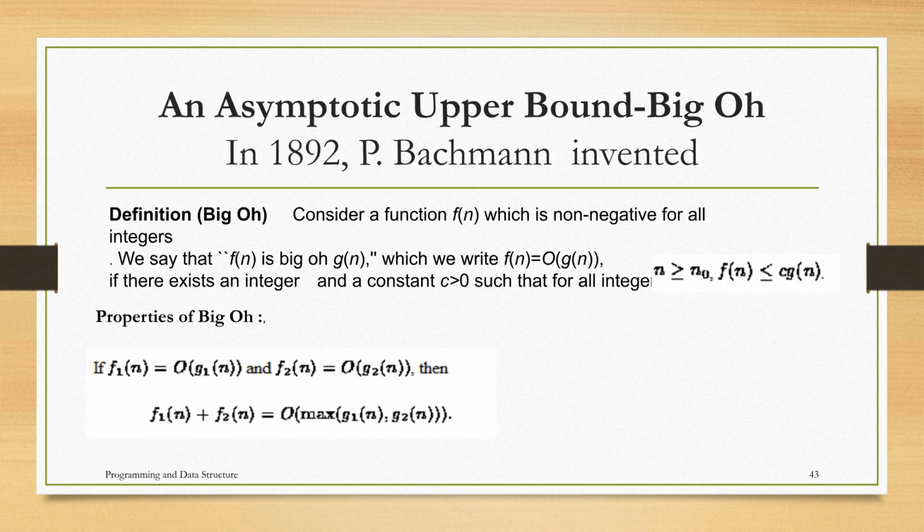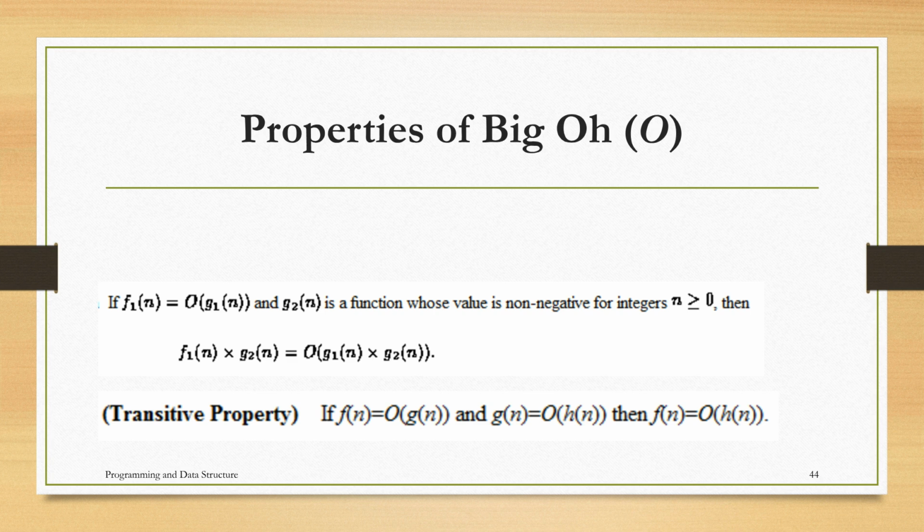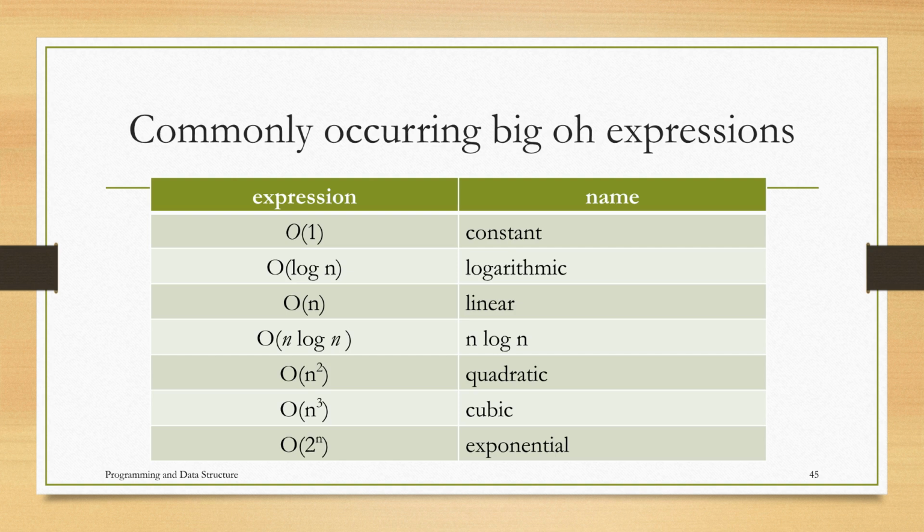Big O notation, invented by P. Bachmann in 1892, formally expresses the upper bound of an algorithm's running time. It describes how the function grows. This slide outlines the properties of big O notation, which are essential for understanding and applying it correctly in algorithm analysis. Certain big O expressions occur frequently and have specific names. This table lists some of these common expressions and their usual nomenclature.